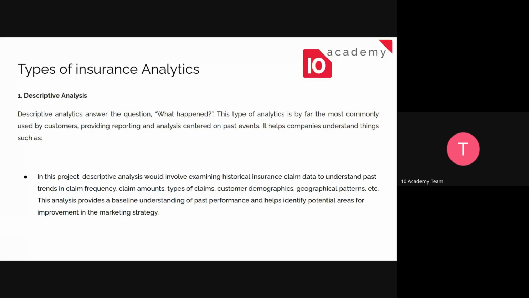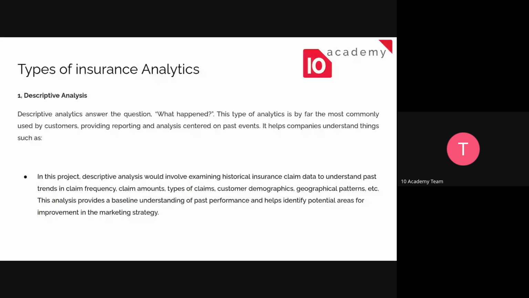So the descriptive analytics will just answer the question, what happened? On this geographical area, this happened. On this age, this happened. On this gender, this happened. So it will just answer what happened on the specific, based on the data that we have.